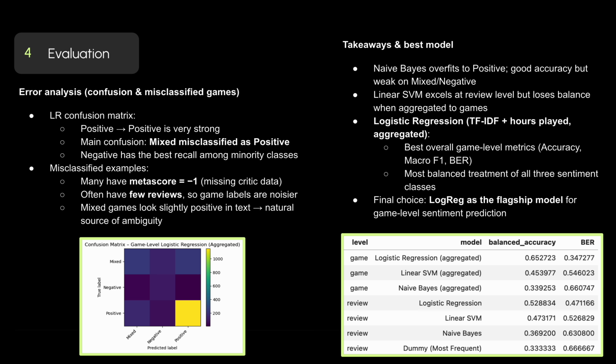And then I also just manually did some inspection of the misclassifications, and some interesting things that I noticed were that many of the misclassified games have a Metascore of -1, and some of them had fewer reviews, so it made that label noisier. And I saw that mixed games were usually predicted as positive, so that aligns with what we mentioned earlier. And yeah, in terms of the balanced error rate, we see that logistic regression has the lowest one, so that made me pick it as the best one for this task.